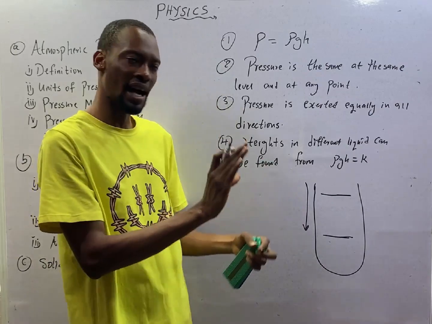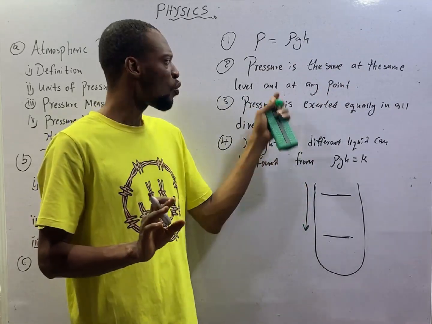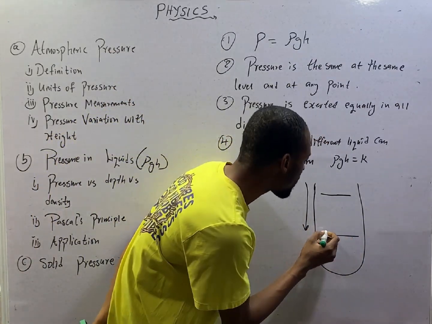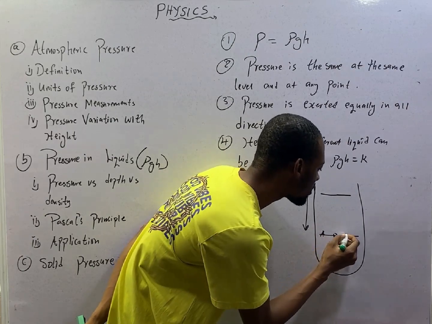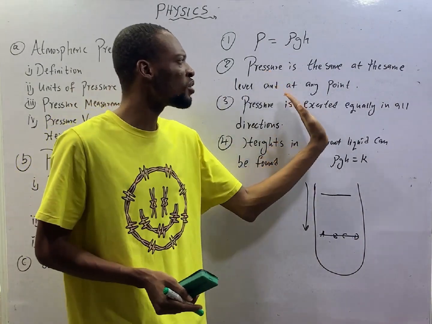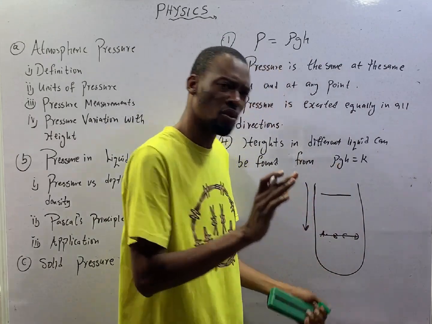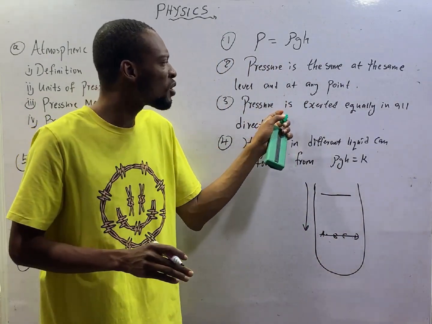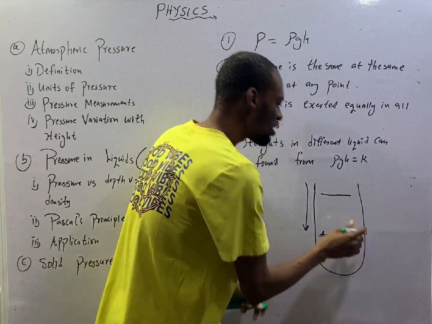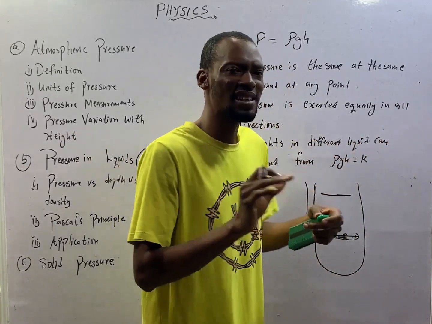Pressure increases with height. Now, pressure is the same at the same level and at any point. What this is trying to say is that if you have a liquid here, at this level, the pressure at A is the same as the pressure at B, the same as the pressure at C, the same as the pressure at D, so long as they are at the same height. So at any point here, the pressure will be exactly the same. And pressure is exerted equally in all directions. In all directions in liquids, pressure is exerted equally.